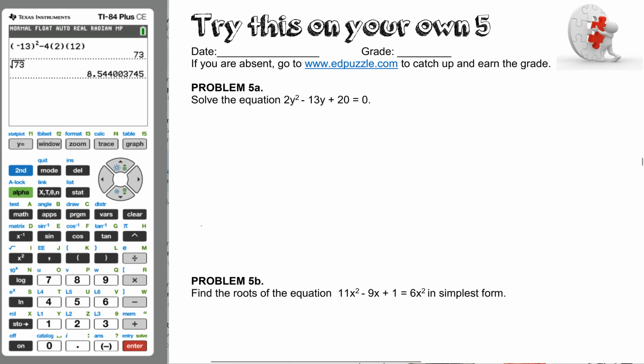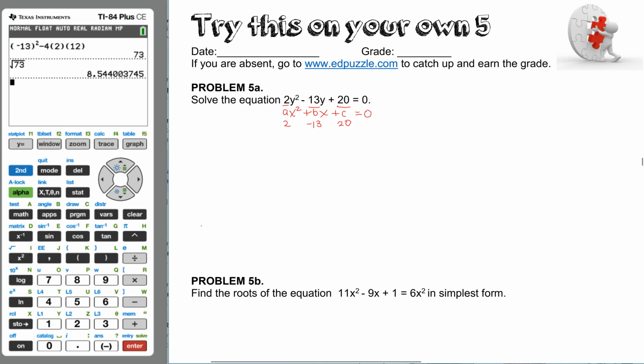Let's work now and try this on your own 5. So solve the equation y squared minus 13y plus 20 equals 0. The first thing you need to check is whether the equation is already in standard form. In this case, it is already in standard form. So we have here ax squared plus bx plus c equals 0, which means my a value is 2, my b value is negative 13, my c value is 20.